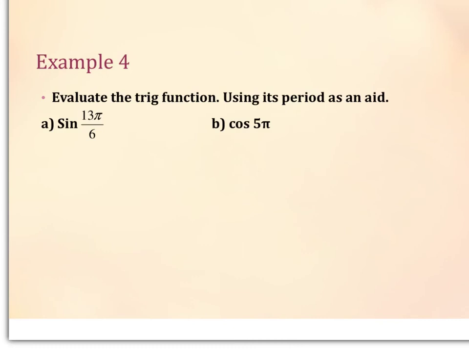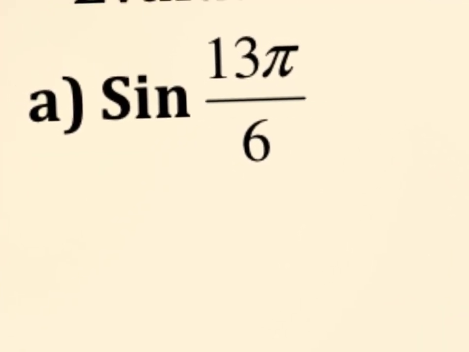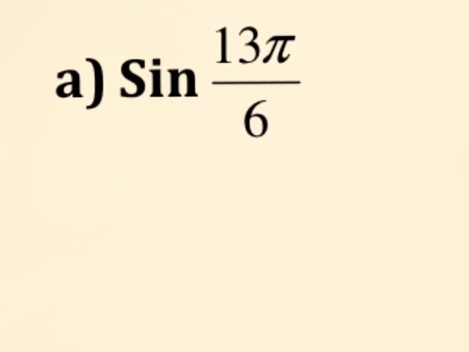All right, so in this example, it says to evaluate the trig function using its period as an aid. Well, if I know that sine repeats after a cycle, after 360 degrees, or after 2 pi, if I take away a complete cycle, I will have the same answer. So I want to take away as many complete cycles as possible. So I'm going to take away 2 pi. With a common denominator, that's what? 12 pi over 6. I end up with sine at pi over 6.